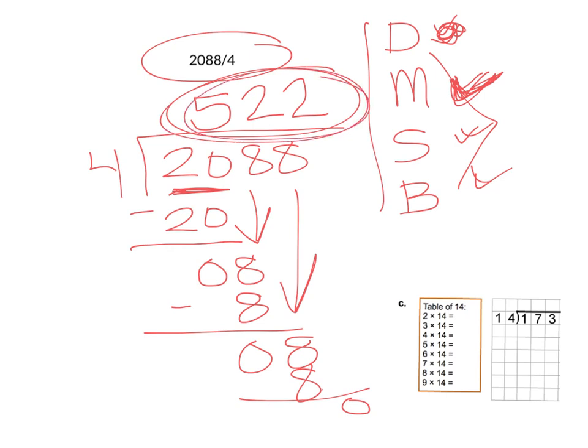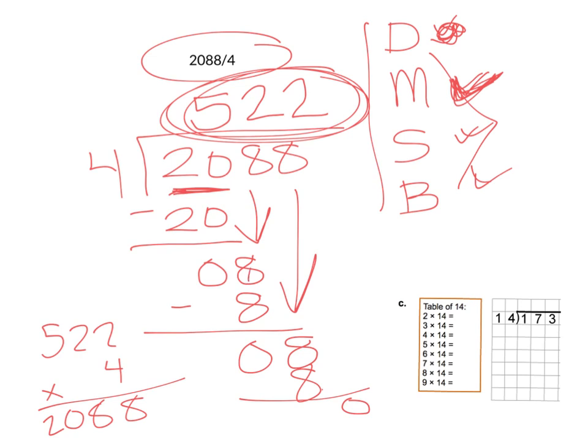Now, one way I can check my work is I can do 522 times 4, because I know they're opposites. Division and multiplication are opposites. So here I can do 4 times 2 is 8, 4 times 2 is 8, 4 times 5 is 20, so 2,088. That shows me that I got the correct answer.